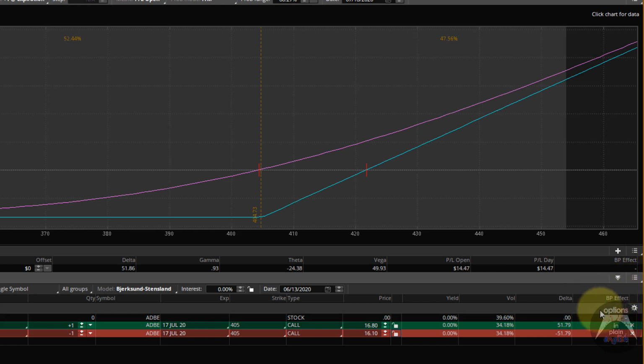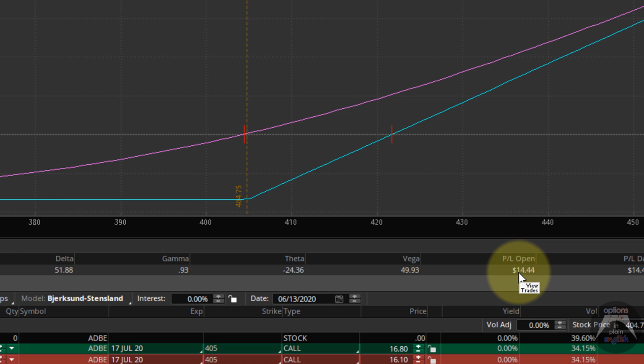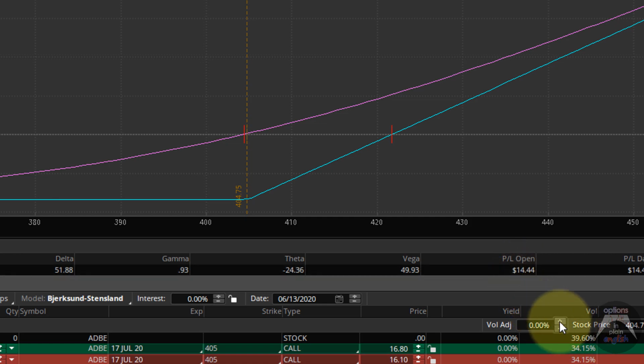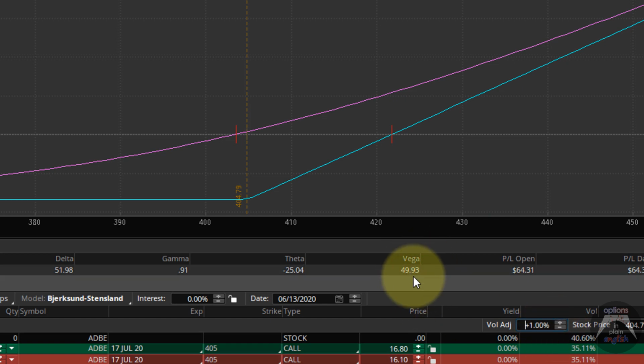Okay, so what I'm going to do is right here, I'm going to adjust volatility by 1 percentage point. Focus here on the P&L open. Okay, I'm going to be pushing it higher by 1. So now we have $64 in profits, which means the 50 that Vega gave me are now reflected if the volatility goes higher by 1%. Now Vega doesn't change, it's still 50.